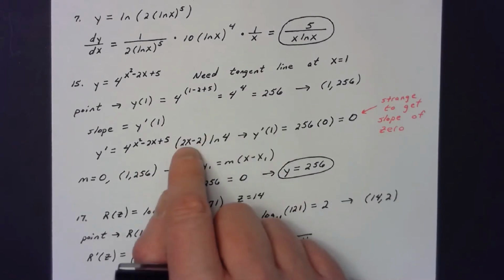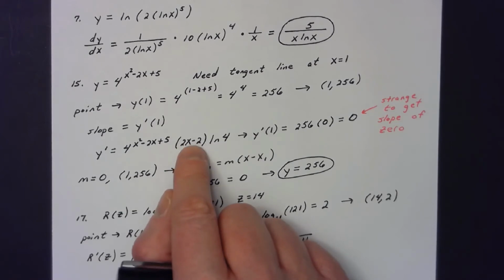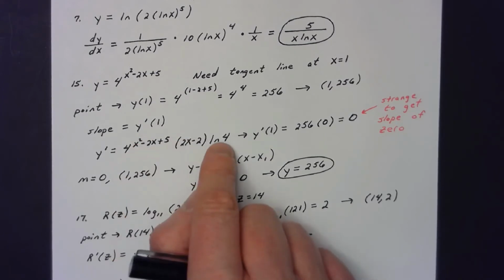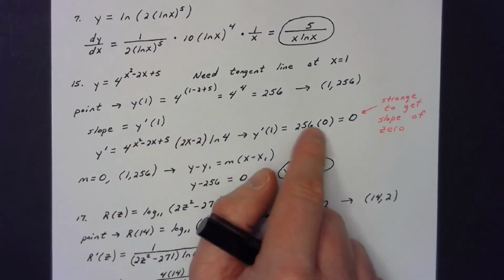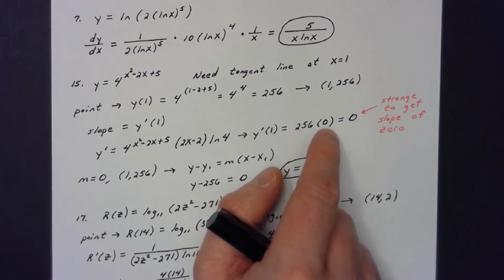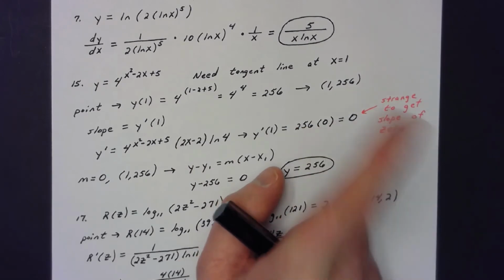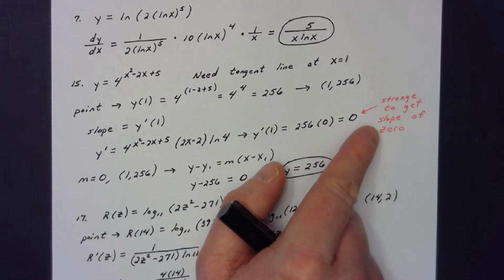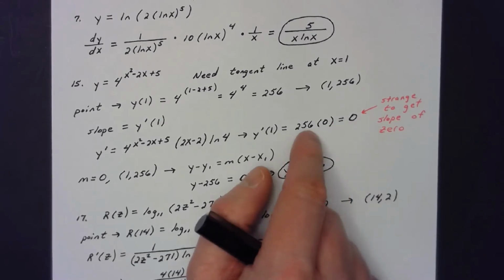But notice, the derivative of the exponent that creates this second factor, that's going to be a factor of 0. 2 times 1 minus 2. So it doesn't matter what the first or last term is. Any number times 0 is 0. So I just stopped as soon as I saw that second factor was 0. I said, well, my slope is 0. And I just made a comment here. It's unusual to get a slope of 0 when you're trying to find a tangent line, but we're correct in this case. That's what it came out to be.